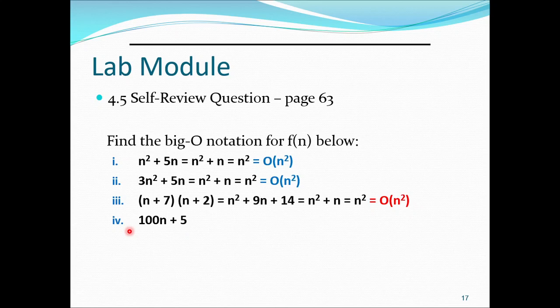Now, the last function is the easiest one: 100n plus 5. We apply step 1 of big O notation, which is to remove the coefficient, remove the numbers, and that gives us n. There's no need to do step 2 because there's no smallest or largest to compare. So the big O notation is written like this: O of n, on the order of n. Okay.